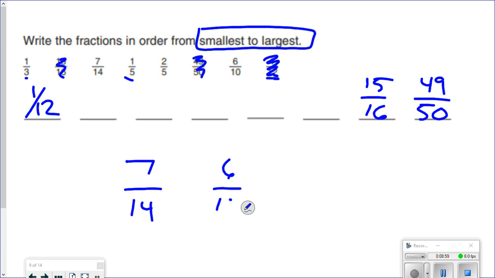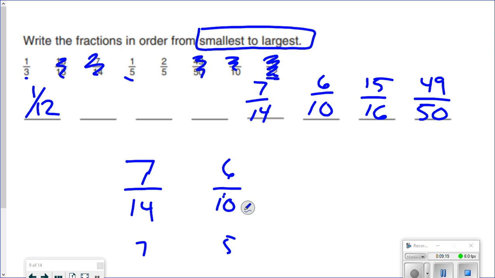Just like that last problem, so this equals, what's half of 14? It's 7. What's half of 10? It's 5. So this is more than half, so 6/10 is my next biggest. Then I have 7/14 as my next. So now these are done.